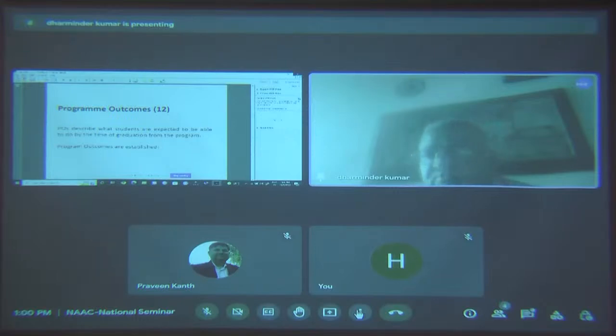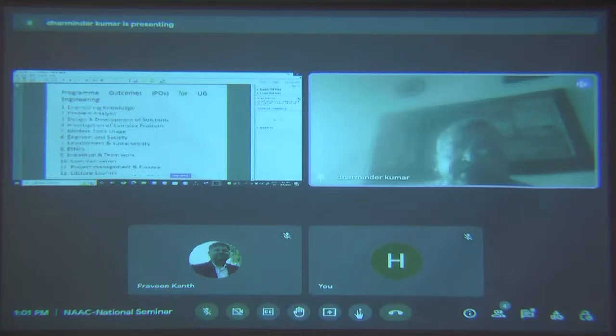Then the program outcomes. These are the abilities of the student which are going to be possessed at the end of the 4-year program. In the case of BTech programs through NBA, they are fixed and need not be defined or redefined by the institutions. And these are these 12. Every student must have engineering knowledge, problem analysis, design and development of solutions, investigation of complex problems, modern tool usage, engineer and society, environment and sustainability, ethics, individual and teamwork, communication, project management and finance, and lifelong learning.